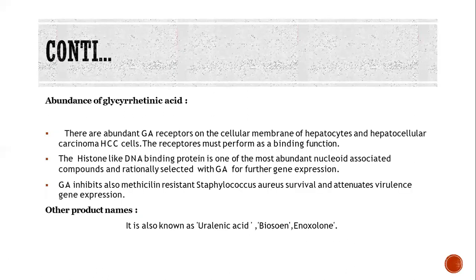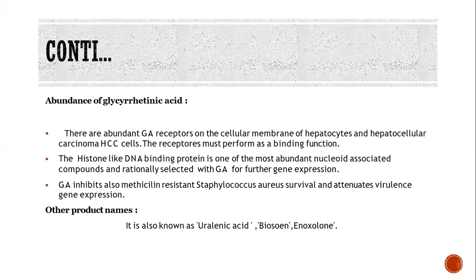Abundance of glycyrrhetinic acid. There are abundant GA receptors on the cellular membrane of hepatocytes and hepatocellular carcinoma HCC cells. The receptor must perform a binding function. As we all know, receptors perform major functions in our body. Receptors are present in our eyes, kidney, lungs, and other major organs in our body. Here, glycyrrhetinic acid must be present on the receptors where it performs a binding function.